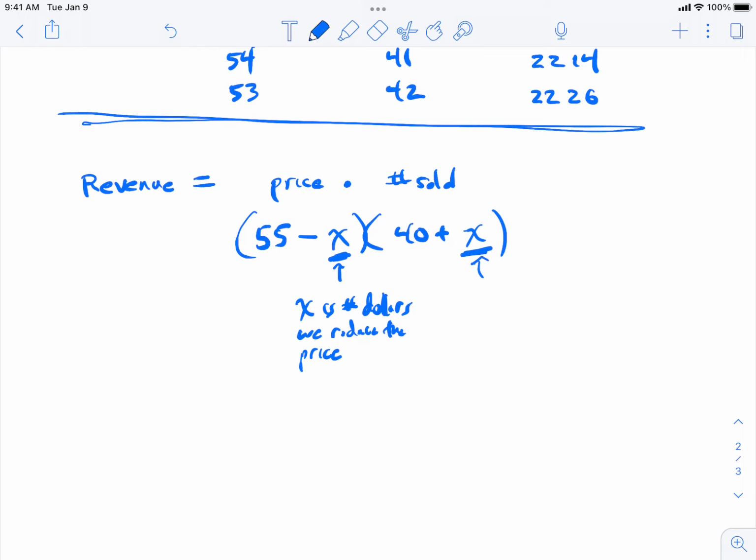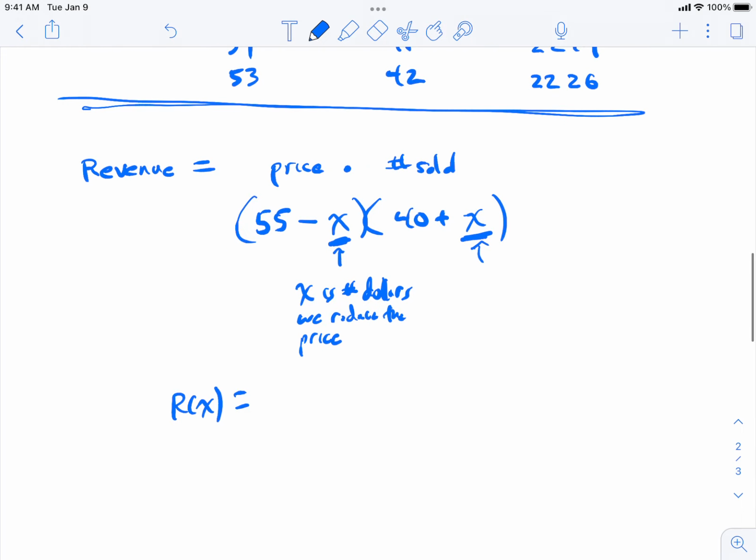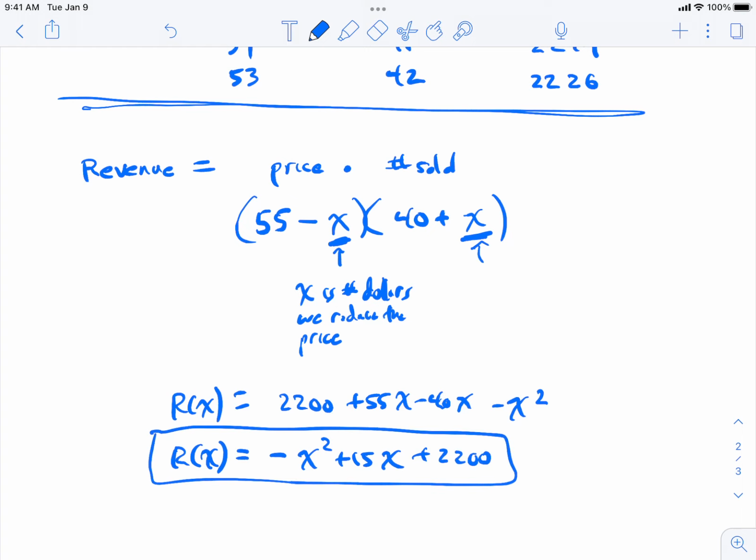Well, we can work this out now. It's going to be a parabola. Let's just FOIL it out here. 55 times 40. Don't we just figure that out? Yeah, that's 2200. Outside is a plus 55x. Inside is a minus 40x. And the last term is a minus x squared. So if I arrange this polynomial in standard form, I'd have negative x squared plus 15x plus 2200. There's our revenue function.